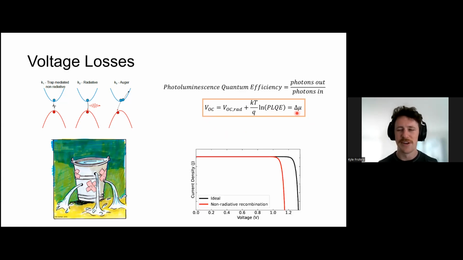And so there's your simulation. When you have an ideal solar cell versus with some non-radiative recombination, we'll see a big drop in the voltage. Bad stuff we want to avoid.